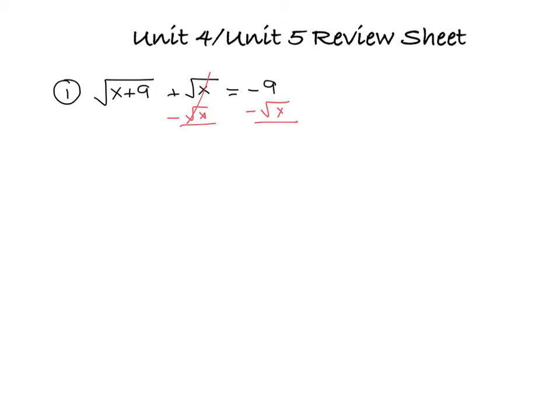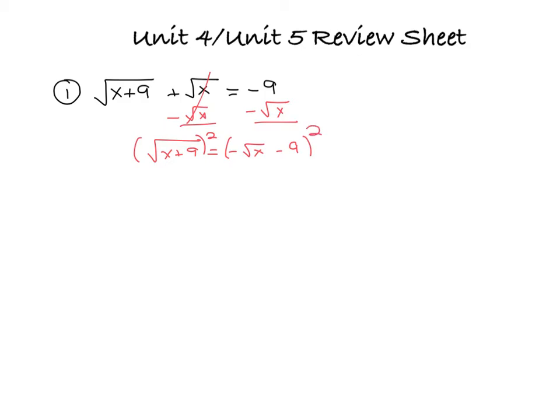So what happens is I isolated the radical x plus 9 on the left-hand side of the equation, and that leaves me with negative radical x minus 9 on the right. And you could write that in either order. Okay, so now, in order to get rid of a radical, we square both sides of the equation. So I'm going to square the left side of the equation and square the right side of the equation.